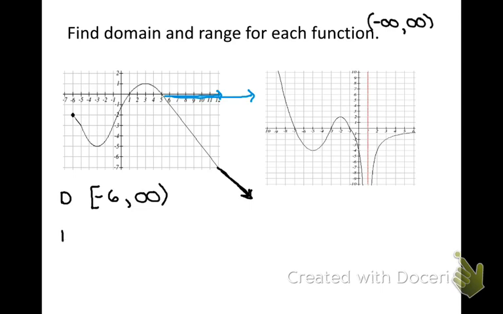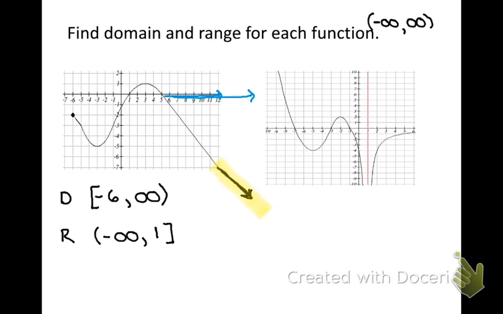Let's look at the range now. Because this graph continues to go further and further down on that right end behavior, my lowest y value that's going to be obtained or get closer and closer to is going to be negative infinity, which automatically gets that parenthesis. And then the highest y value this graph obtains is 1. And that value of 1 is included in this graph, so it's going to get a bracket.